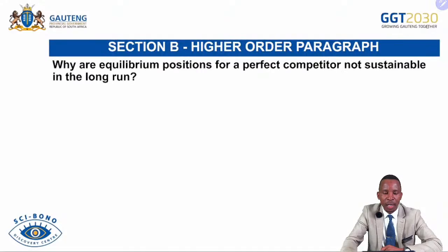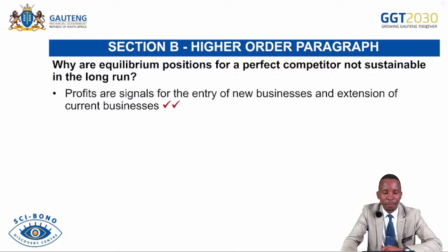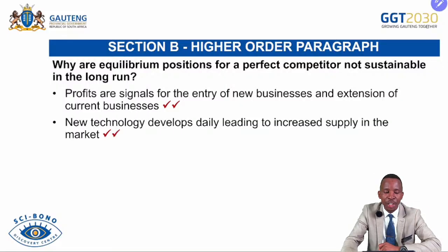And then we continue with the higher order. Why are equilibrium positions for the perfect commodity not sustainable in the long run? Profits are signals for the entry of new businesses. So if firms are enjoying profits in the short run, that attracts the new entry of businesses. As new firms enter the market, what will happen? Prices will be lowered within the market because the supply will be increasing. And that will result in the profit being reduced for existing firms because of increased competition within the market. New technology develops daily, leading to increased supply in the market.